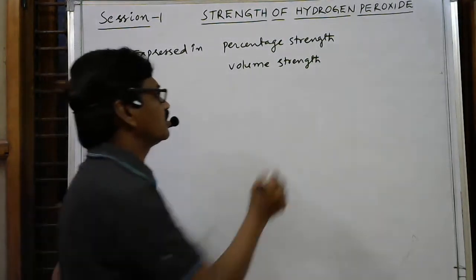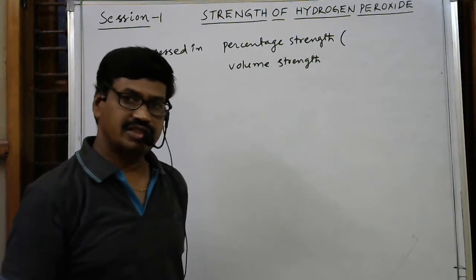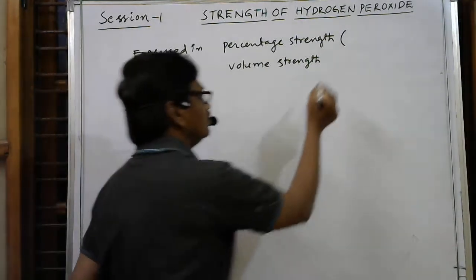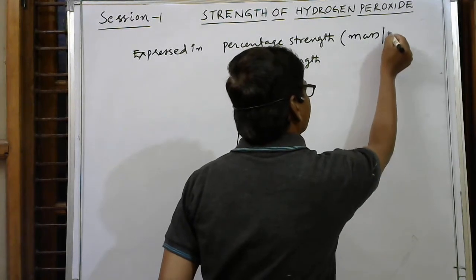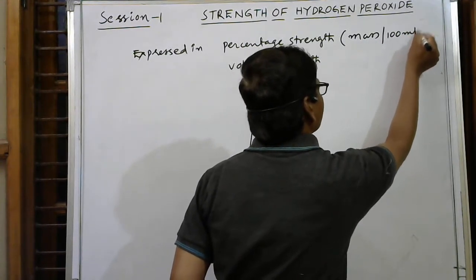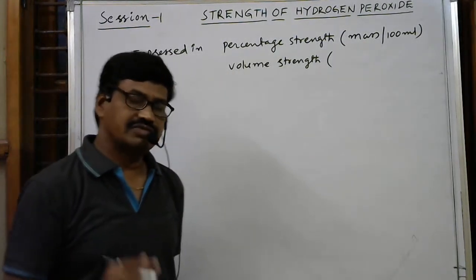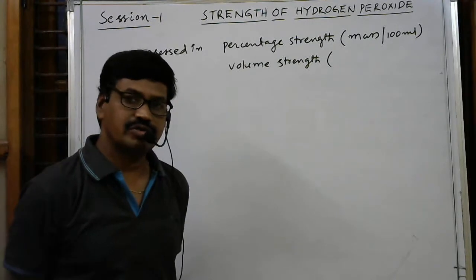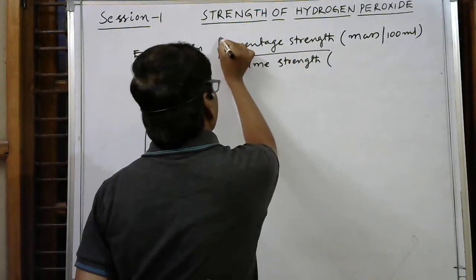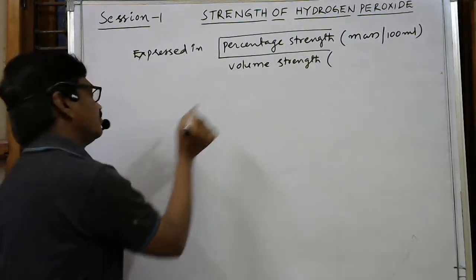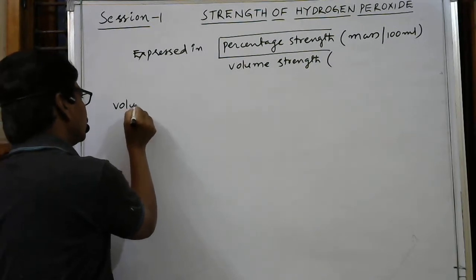Percentage strength means it is the quantity of hydrogen peroxide present in 100 ml of solution, mass per 100 ml. Here volume strength is somewhat different. First we will discuss volume strength of hydrogen peroxide, then again I'll give what is percentage strength. So first, volume strength of hydrogen peroxide, H2O2.